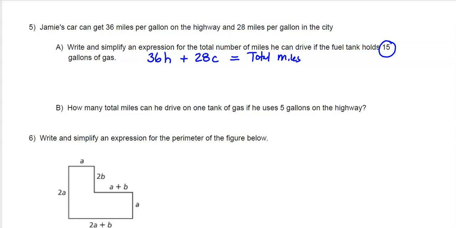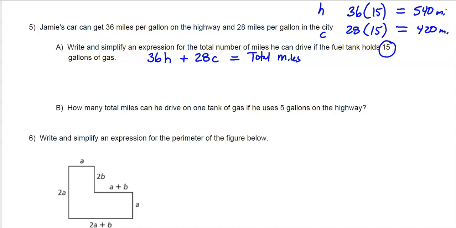So if it was all highway miles, we would have 36 times 15, which is going to be 360 and 180. So that's going to be 540 miles if they were all on the highway. Now, if they were city miles, I only get 28 times those 15 gallons, which would be 280 plus another 140. So I'm looking to get somewhere between 540 and 420, depending on how it's split up between highway and city. Well, there's another way to do this with just one variable.